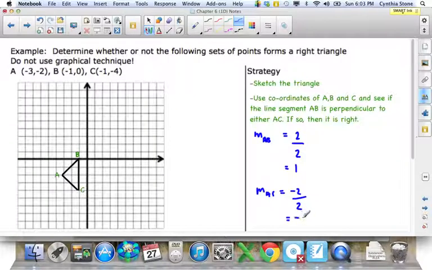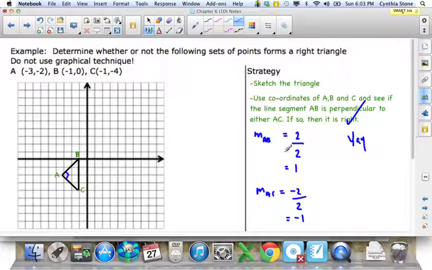And 1 and -1, in fact, are negative reciprocals of each other, because if you flipped it upside down and made it negative, it would be. So I'm going to draw my little perpendicular sign, and say, yes, they are perpendicular. It is a right triangle. Yay.